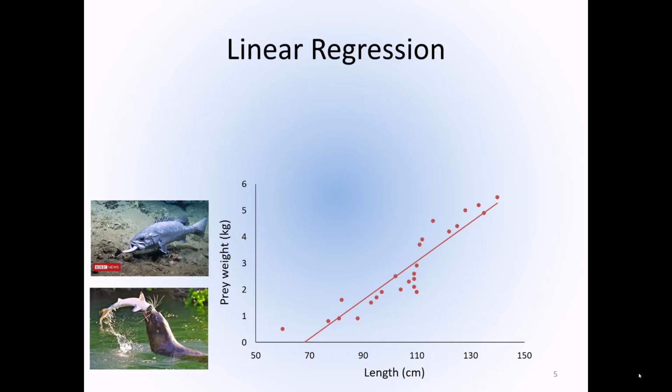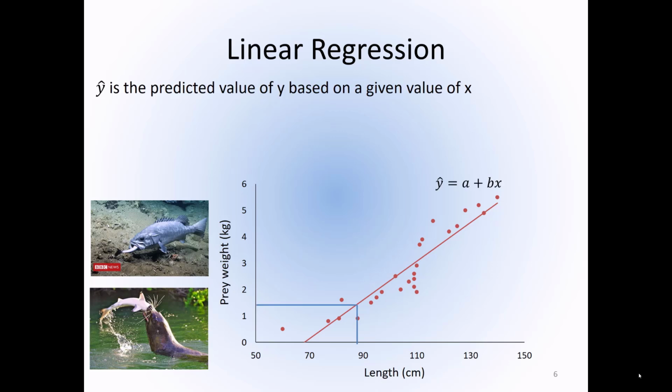So let's look at this example again of the length of our predators and the weight of their respective prey. So we have our respective best fit line here, and our equation for that best fit line is y hat equals a plus bx. Again, a being the y-intercept, b being the slope. And what we can do is we can take any given value of x, which is our independent variable, and we can use our formula to estimate what our y value should be based on our data, and that y value is going to be y hat.